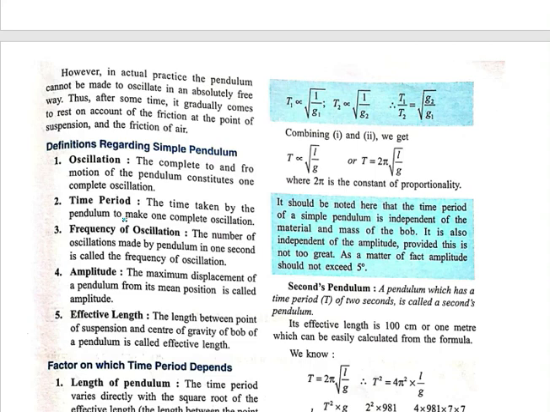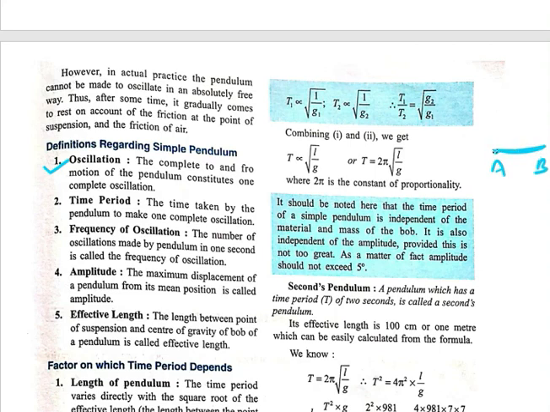Regarding the simple pendulum, we need to know some definitions. The first definition is oscillation. Oscillation is the complete to and fro motion. To and fro motion means it goes from here and again comes back, like this. The complete to and fro motion of a pendulum constitutes one complete oscillation. Suppose it was at A and was stretched to B.